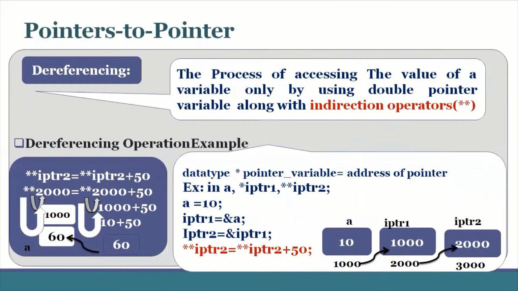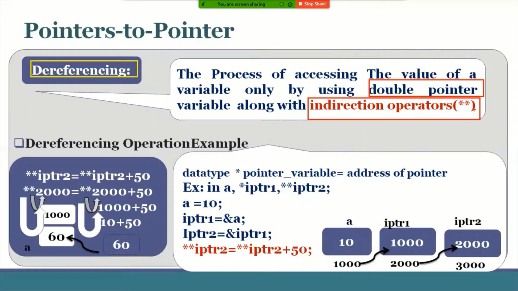In this dereferencing operation of pointer to pointer, what is it? The process of accessing the value of a variable only by using the double pointer along with the indirection operator. In the case of a double pointer, two indirection operators will be used. With the help of this example, you can understand very easily.